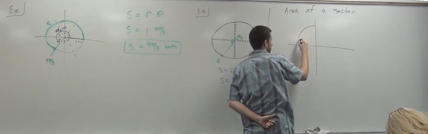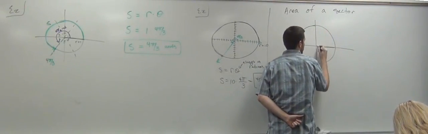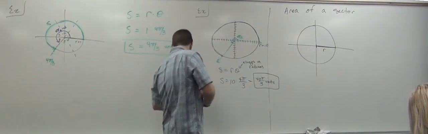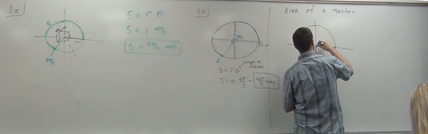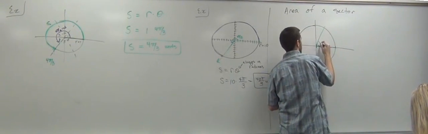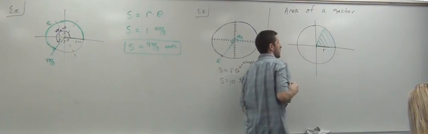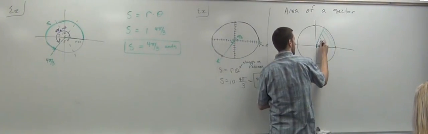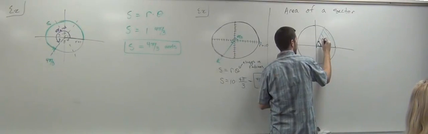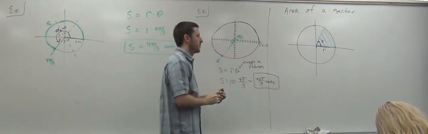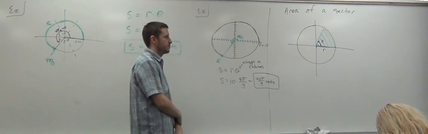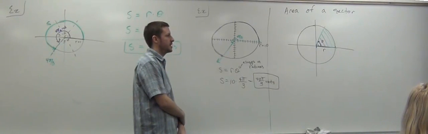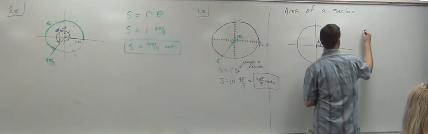So a sector, if you have a circle of radius r, and you want to know the area of some sector, and you happen to know the central angle of the sector, this part here, is theta, what do you think the formula for the area of the sector will be?